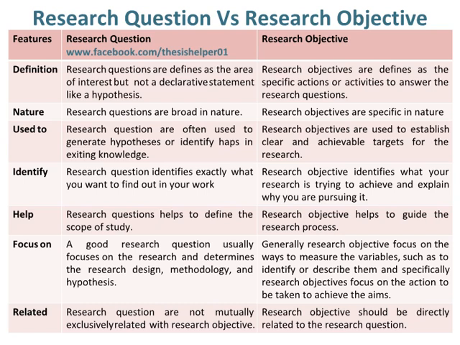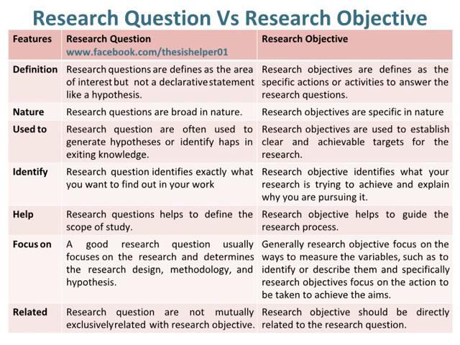Research questions are often used to generate hypotheses or identify gaps in existing knowledge, whereas research objectives are used to establish clear and achievable targets for the research. A research question identifies exactly what you want to find out in your work, whereas a research objective identifies what your research is trying to achieve and explains why you are pursuing it. Research questions help to define the scope of the study, whereas research objectives help to guide the research process.